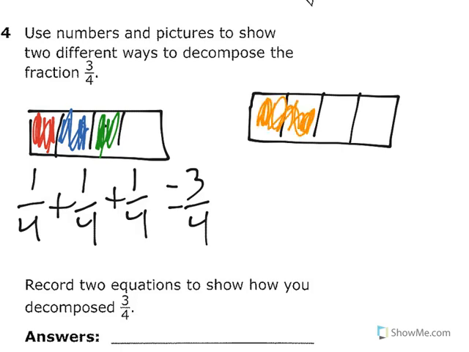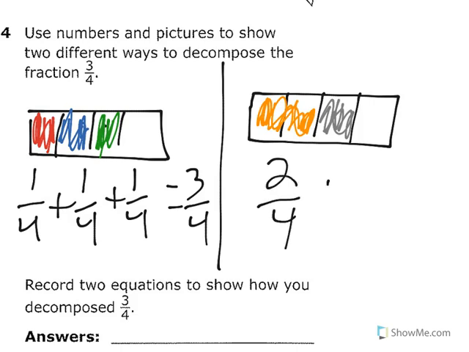Or I could do 2/4 plus 1/4. So separate the problems out. So 2/4 plus 1/4 equals 3/4.